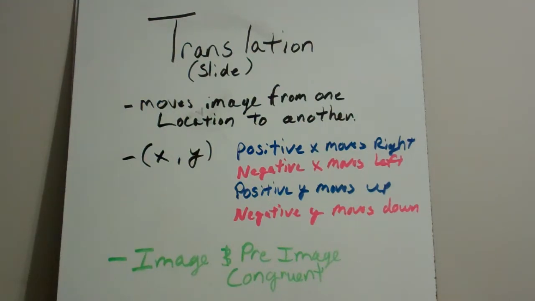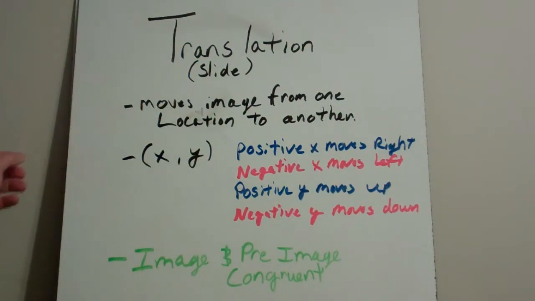So this is all in regard to our x and y coordinates. A positive x, or moving x up or to the right, moves x to the right. Okay? A negative x, or moving x to the left, moves it to the left. So keeping that going towards the more positive numbers, going towards the more negative numbers. A positive y will move the coordinate up, and a negative y will move the coordinate down. And the one thing about the translation is that the image and the pre-image are congruent.